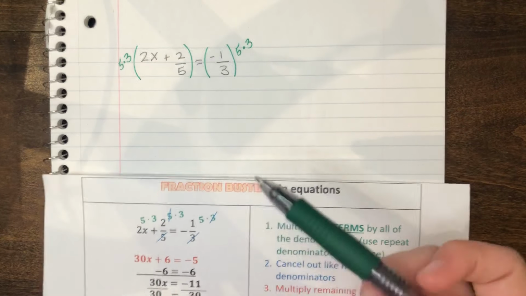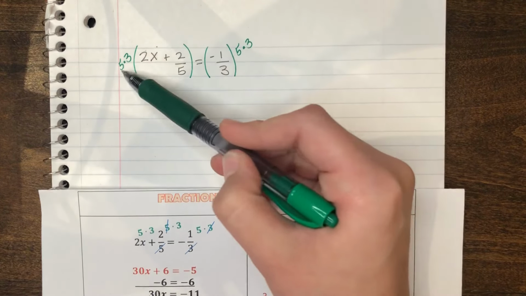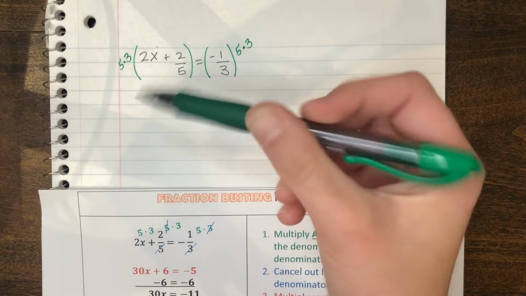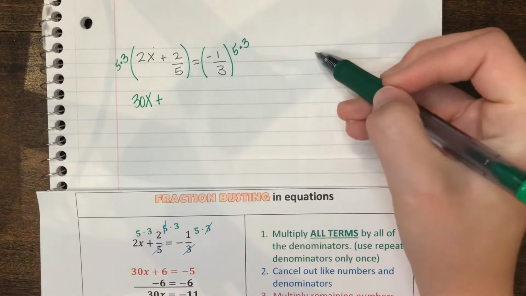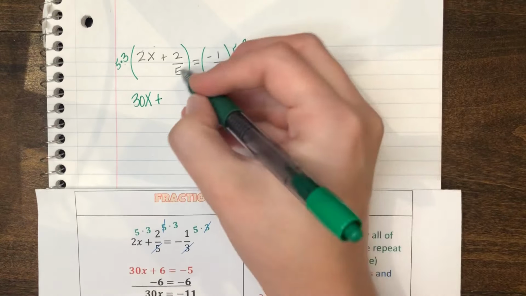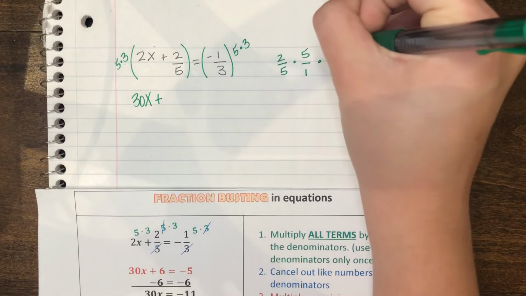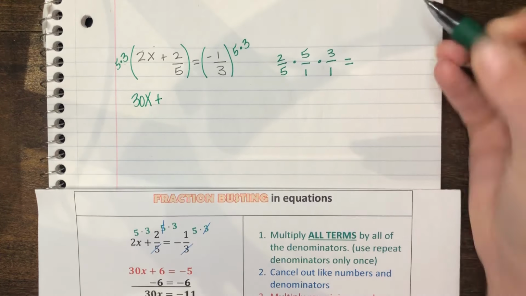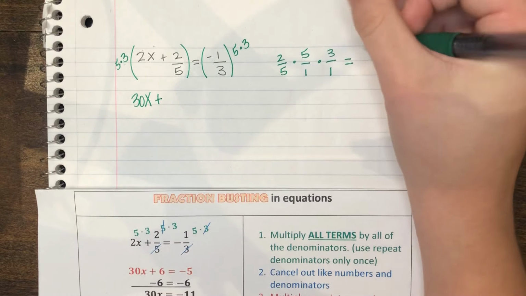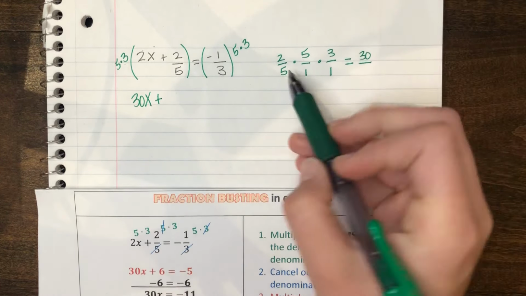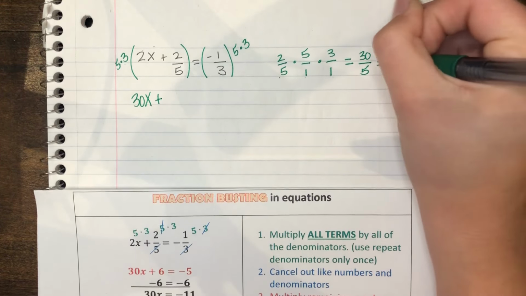Now, a little distributive property would tell me I would be multiplying 2x by 5 and 3. So 5 times 3 is 15. 15 times 2 is 30. So I'd have 30x here. Now, when I get to the fractions, I'm going to take it over to the side. I'd be multiplying 2/5 by 5 over 1 and by 3 over 1. Now, you would multiply straight across. 2 times 5 is 10 times 3 is 30. Denominators, 5 times 1 times 1 is 5. And so you'd have 30 over 5 or 6.